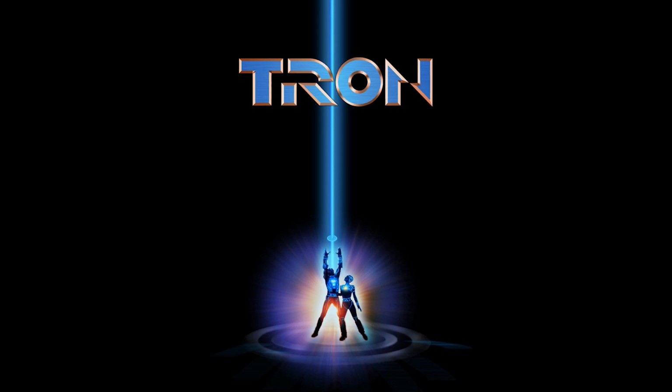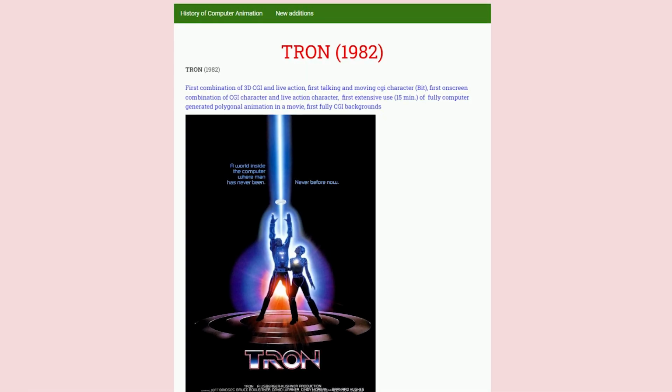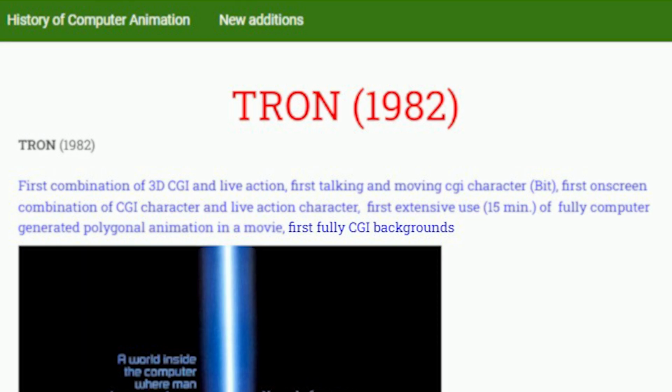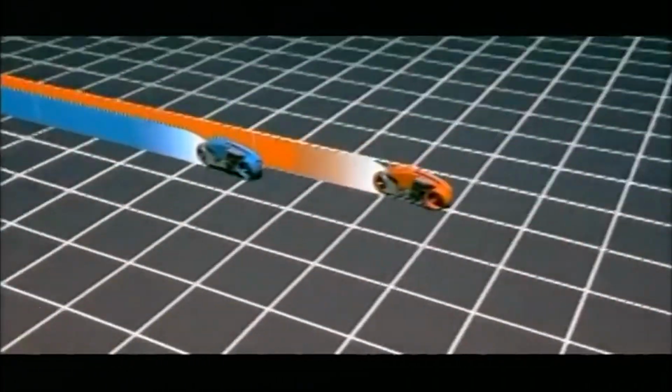The 1982 film Tron is described by computer animation history to have introduced the first fully CGI backgrounds in cinema. Because of this, it is understandably very limited in design and function. Objects and environments were compiled of simple shapes with plastic-looking textures, and movement within the world is unnaturally steady and precise.